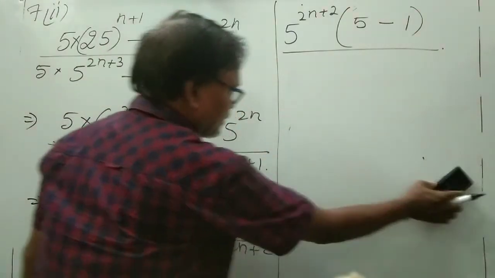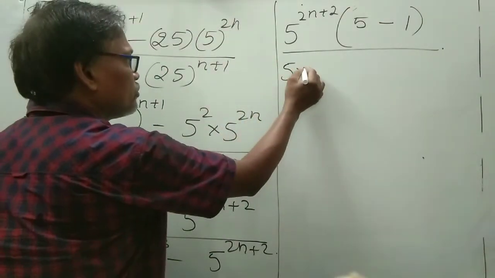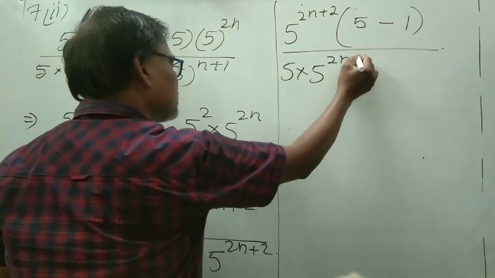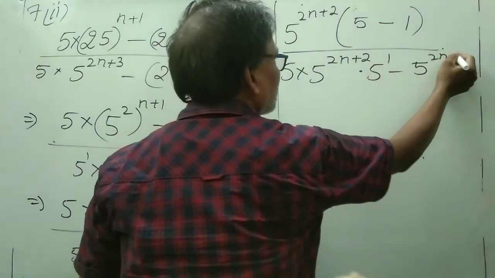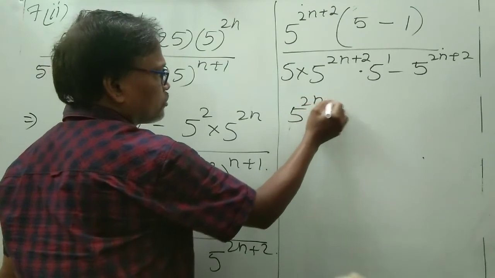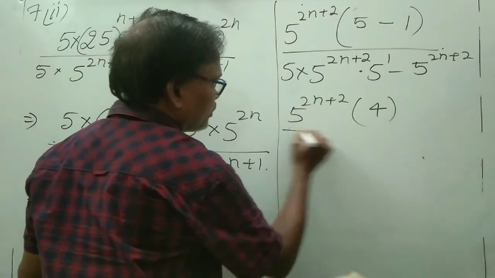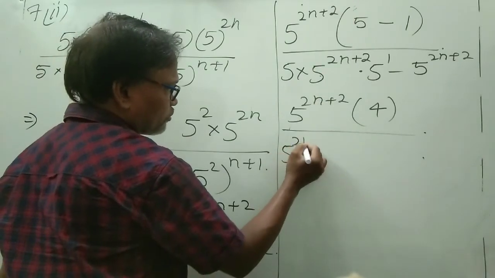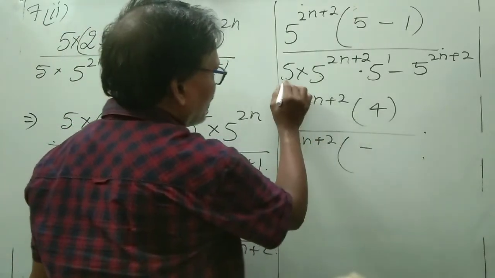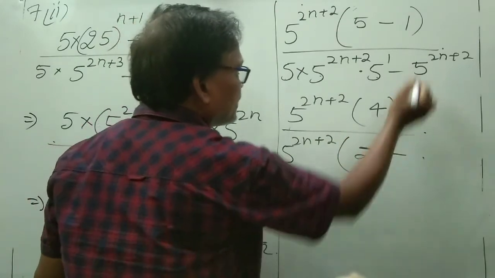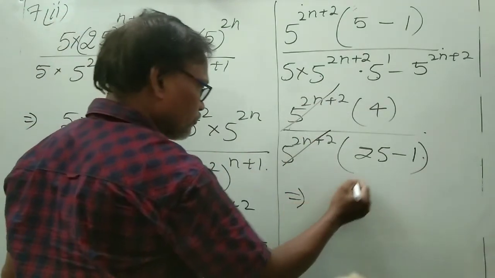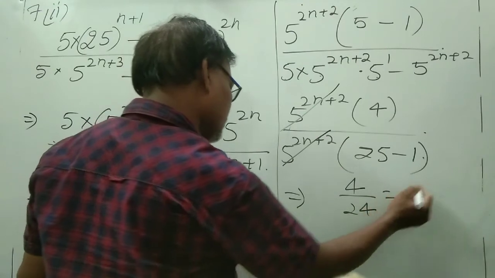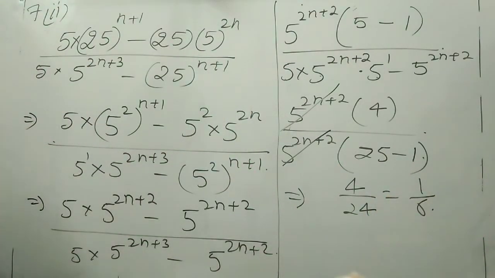So we are going to write 5 into 5 to the power 2n plus 2 into 5 to the power 1 minus 5 to the power 2n plus 2. Now common 2n plus 2, 5 minus 1 that is 4, divided by common 5 to the power 2n plus 2 and 5 into 5 that is 25 minus 1, and this both are cancelled, so 4 by 24 that is 1 upon 6. This 1 upon 6 is the answer of this question.